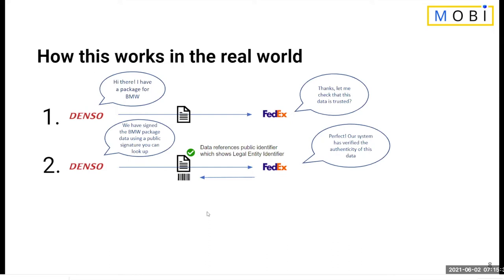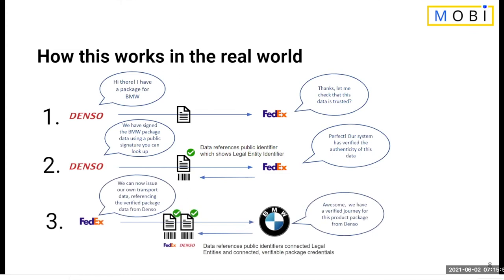So this is wonderful. FedEx can now trust what's in the package, because it has been attested by Denso and verified by FedEx. So FedEx now ships this part to BMW, and they issue their own transportation data referencing the verified package data from Denso. So BMW now receives this package and goes, "Oh, great. Well, first let me check whether you, FedEx, really did anything to that." That checks out, right? They verify that the credential has the right structure and has the right data in it. And then they do the same with the Denso credential that FedEx has also presented to BMW.